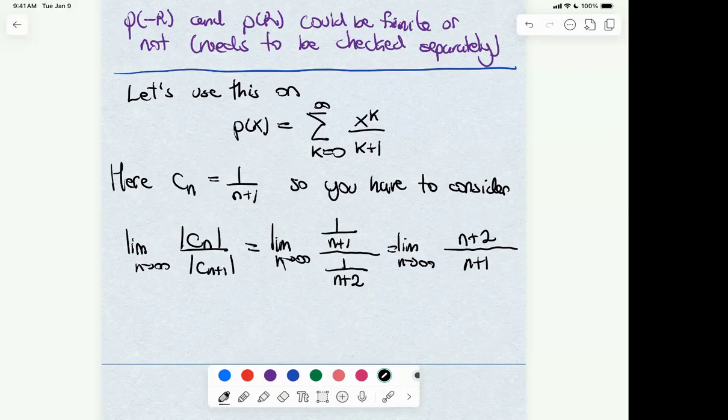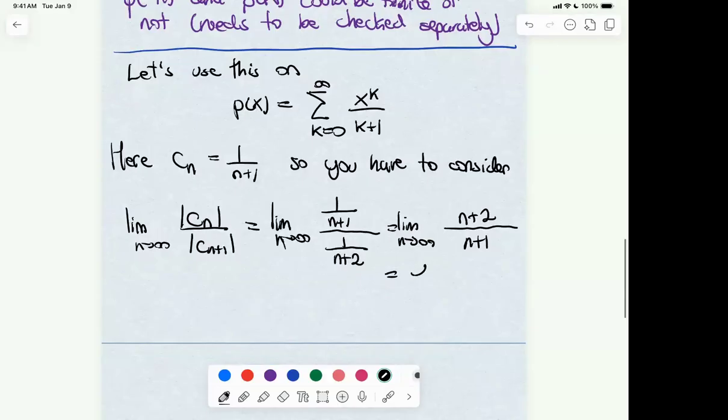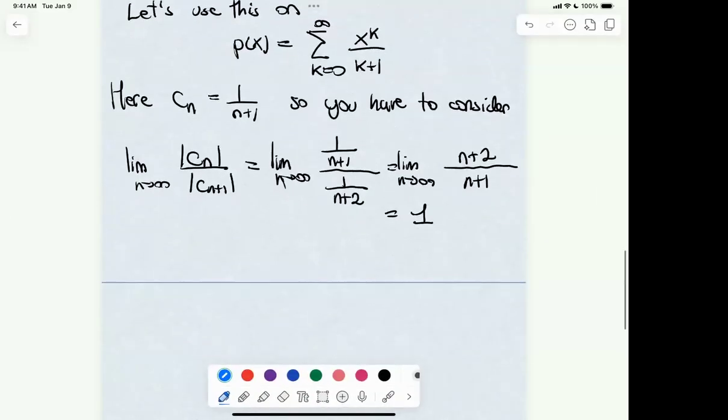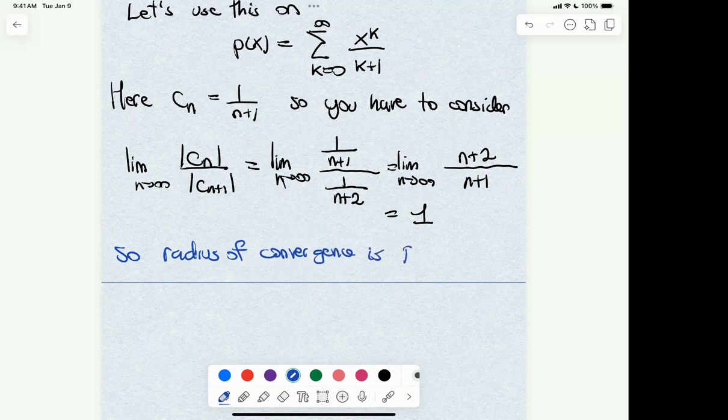That is kind of like an L'Hopital type limit if you want to do it that way. The important thing is the ratio just happens to go to 1 at infinity. So this limit is just 1. So what you would say in this case is that the radius of convergence, that's what you call that, is r equals 1.